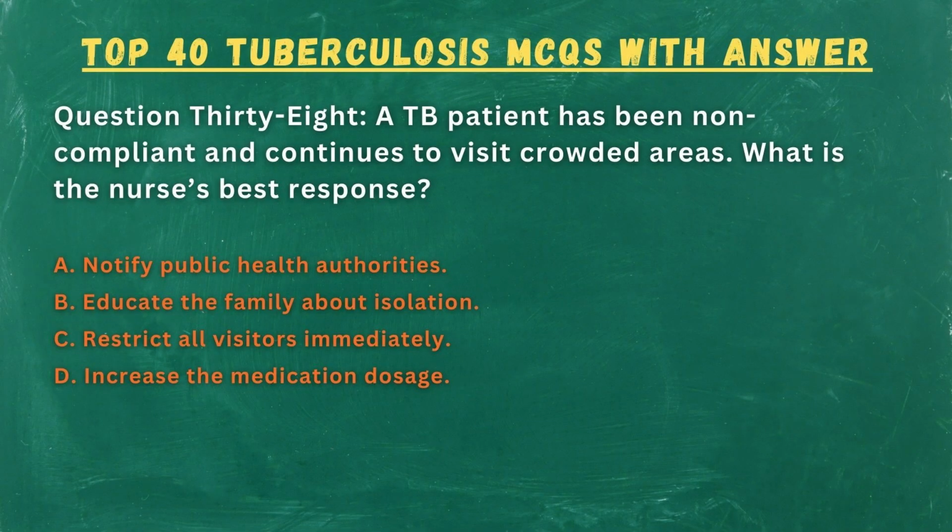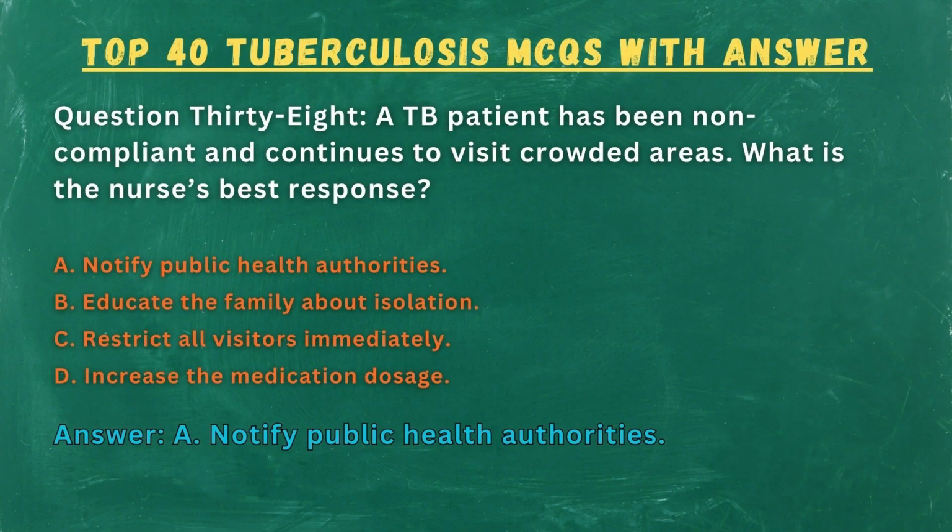Question 38. A TB patient has been non-compliant and continues to visit crowded areas. What is the nurse's best response? A. Notify public health authorities. B. Educate the family about isolation. C. Restrict all visitors immediately. D. Increase the medication dosage. Answer: A. Notify public health authorities.